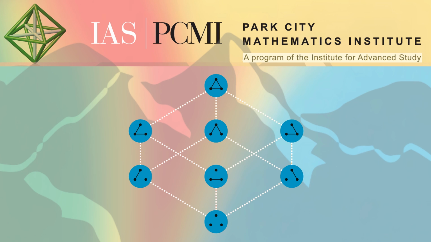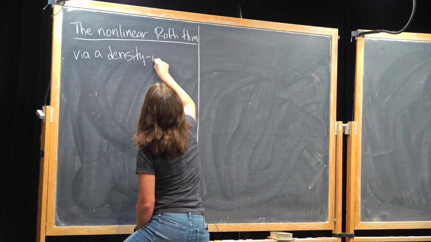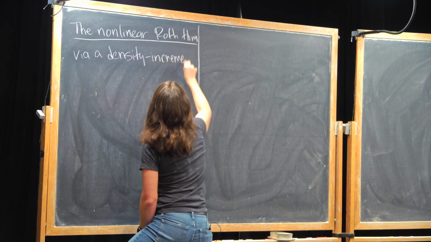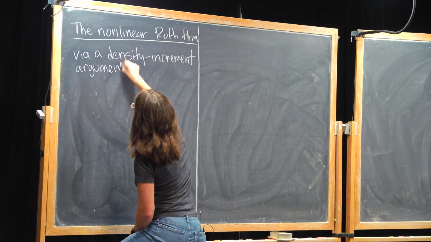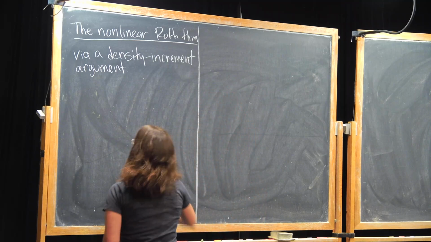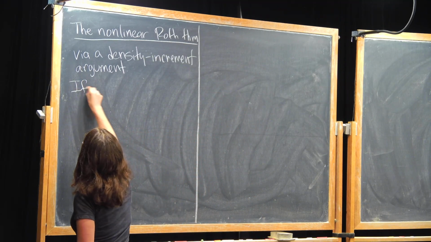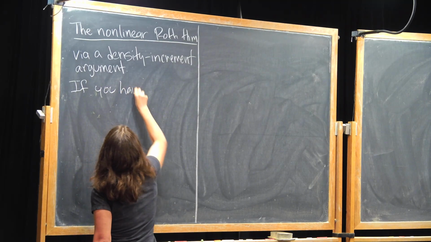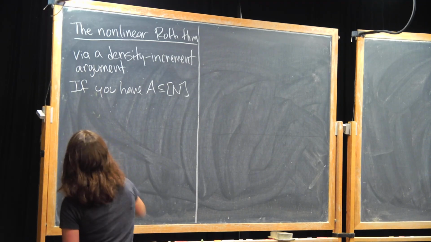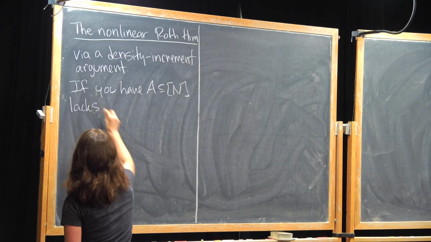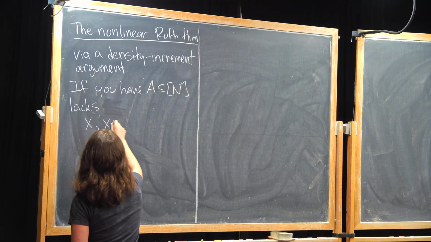Like we discussed in the second lecture. Okay, so the way those arguments went is that if you have a subset A of the first n integers that lacks your desired configuration, which for us is the nonlinear Roth configuration.